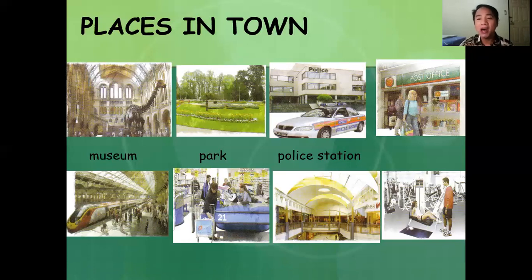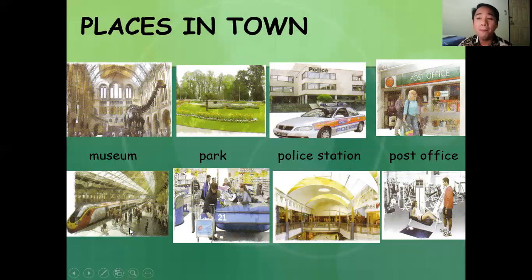Next photo, how about this one? What is this? If you want to send your letters or packages, you can go to this place. Yes, that's correct. The answer is, it's a post office. It is a post office. If you want to send letters or packages, you can go to the post office.